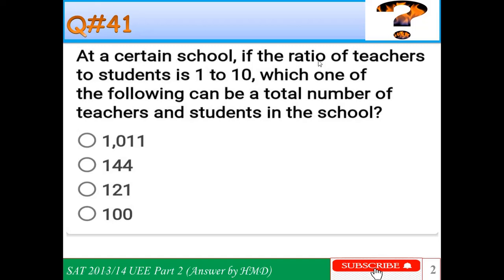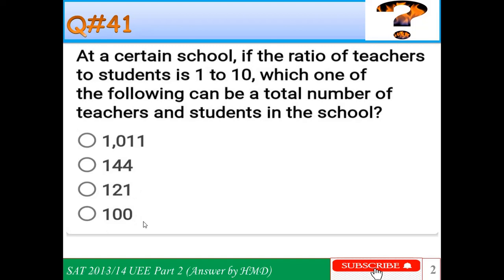At a certain school, if the ratio of teachers to students is 1 to 10, which one of the following can be a total number of teachers and students in the school? I'll repeat the question again. At a certain school, if the ratio of teachers to students is 1 to 10, which one of the following can be a total number of teachers and students in the school? A 1011, B 144, C 121, D 100.